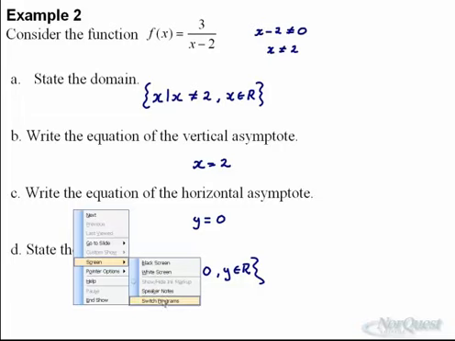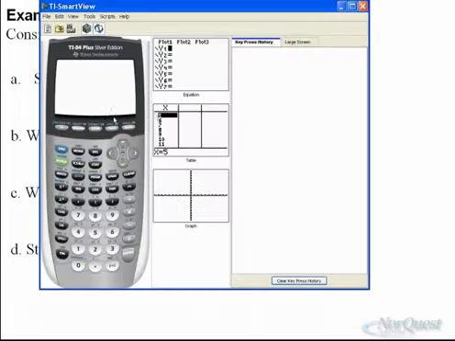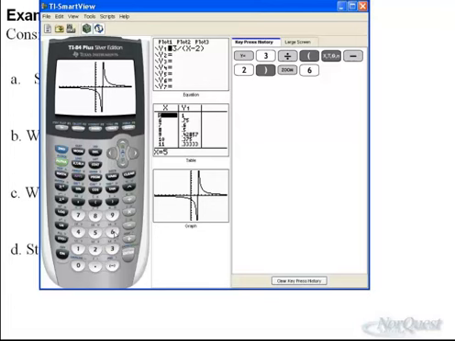So if you want to take out your calculator and graph these as well, follow along with me. We're going to enter the equation 3 divided by, and we have to bracket the denominator, x minus 2. And we're going to graph this just in our regular standard window. So we'll just make sure it's zoom 6.